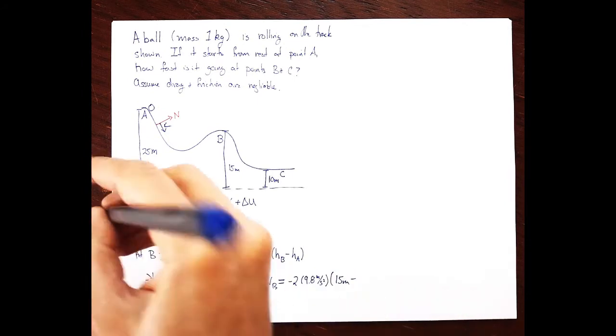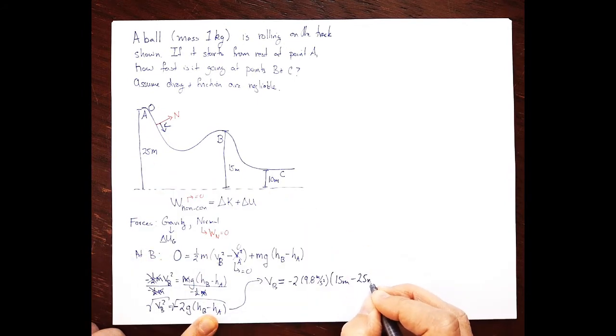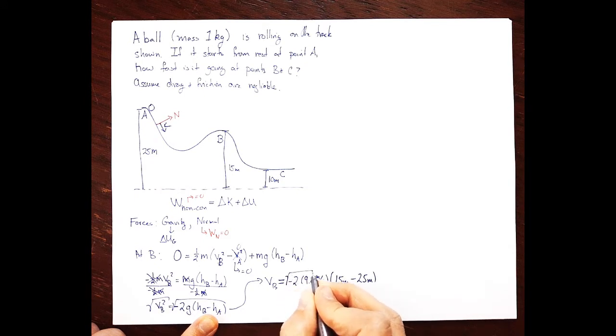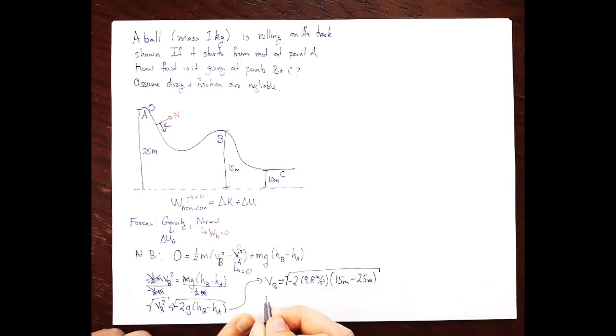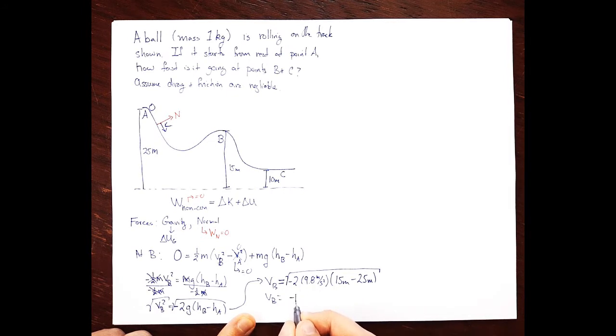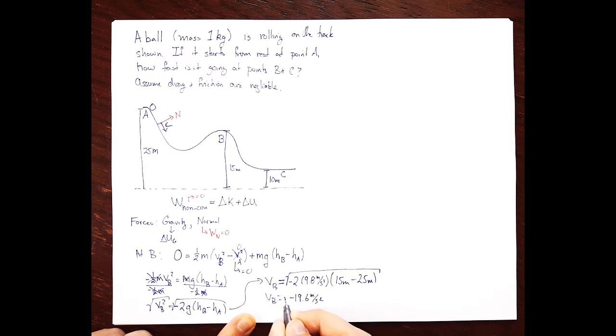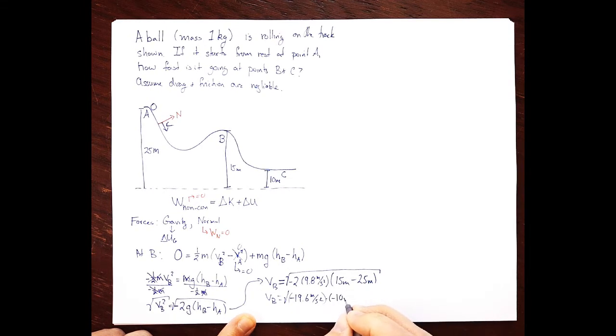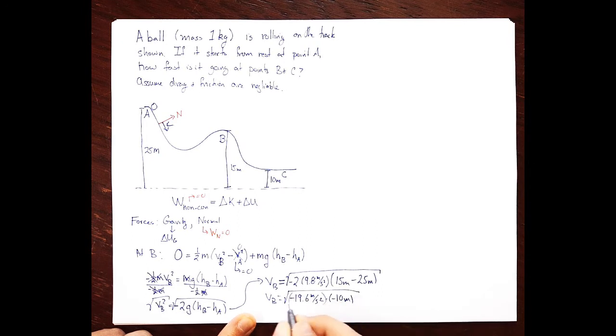Height at B, that's 15, minus the height at A, that's 25 meters. Square root of this whole thing. VB: negative 2 times 9.8, that is negative 19.6 meters per second squared, times 15 minus 25, that's negative 10 meters. Oh, good, so we get a negative times a negative, it'll be positive.